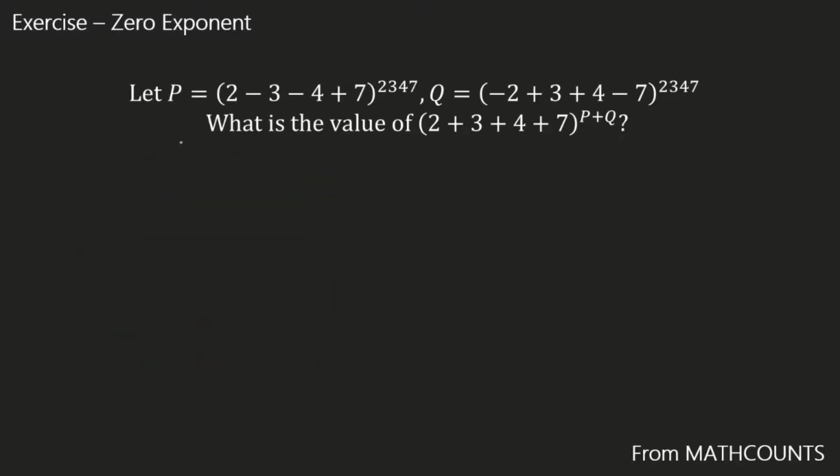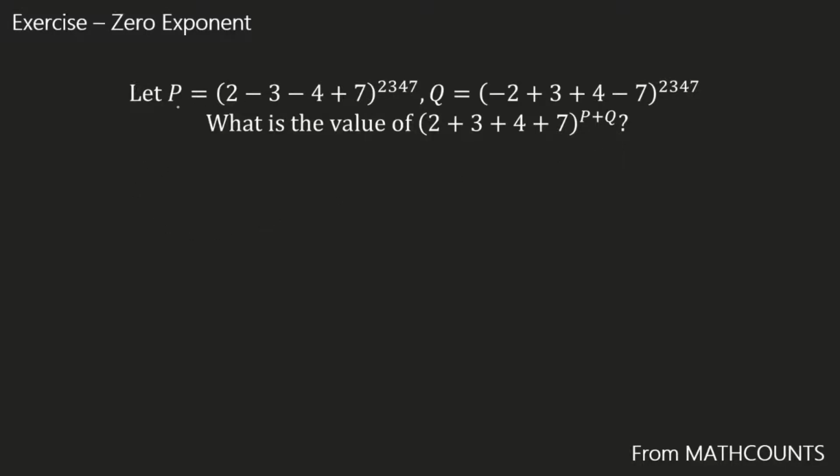This next few problems will involve zero exponent. So let's take a look at this one first. Let P equal to this expression raised to the power of 2347. And let Q equal to this whole thing raised to the same power. So what is the value of this thing raised to the power of P plus Q?